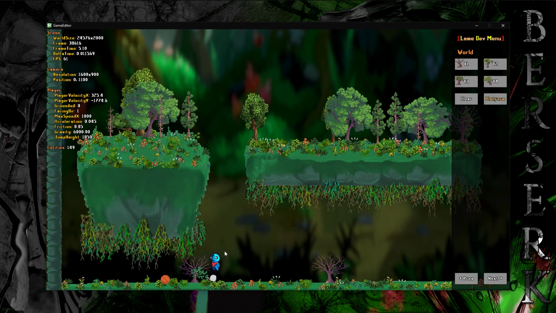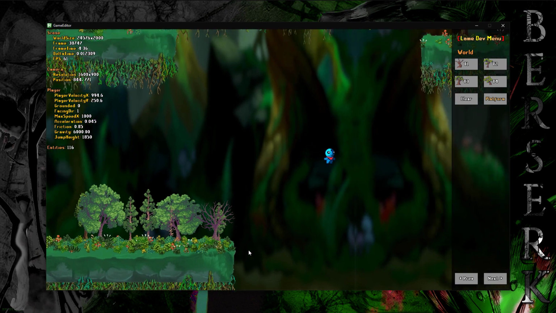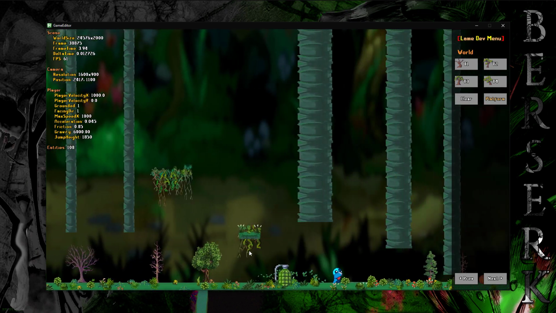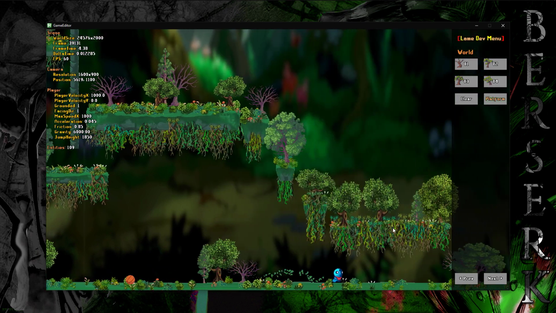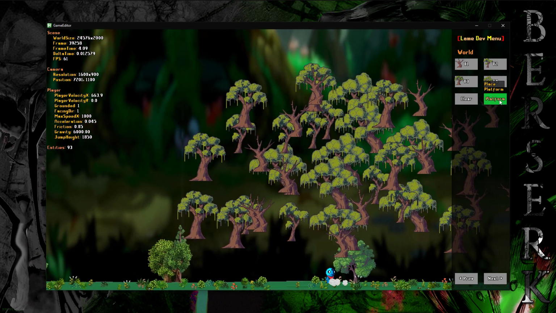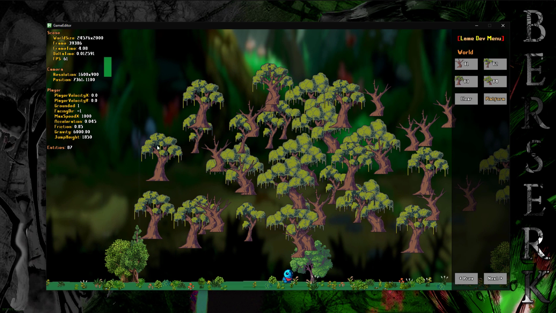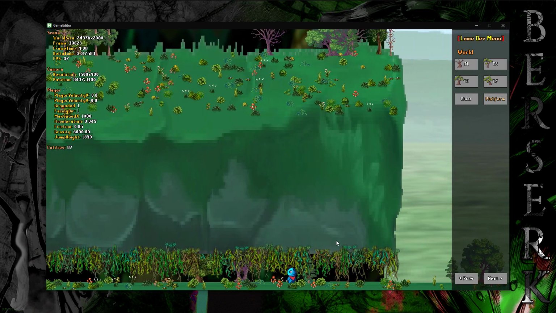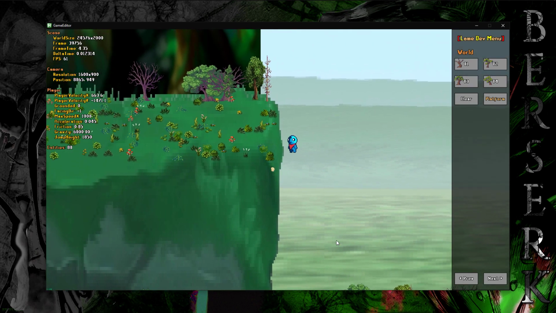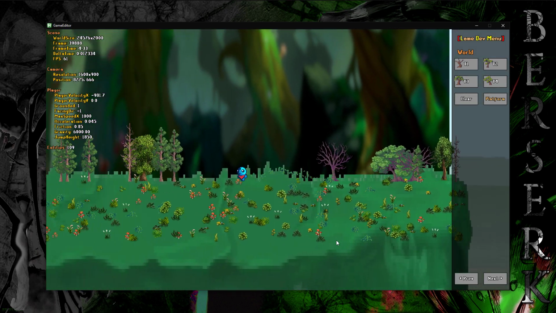So the platforms scale with how I'm drawing them. The bigger they are, the worse they look, so I try and make them all on the smaller side, because it's just stretching a single image, and it just looks really bad. But I mean, it works, you know? It just looks awful.